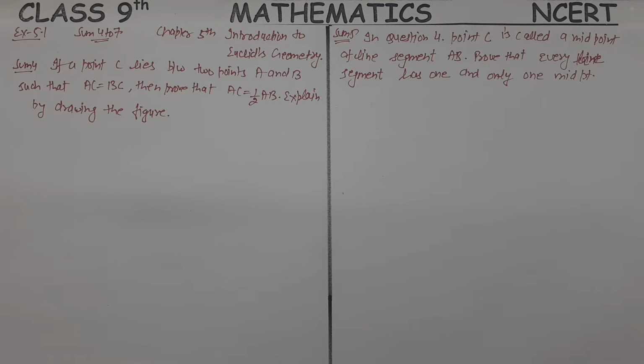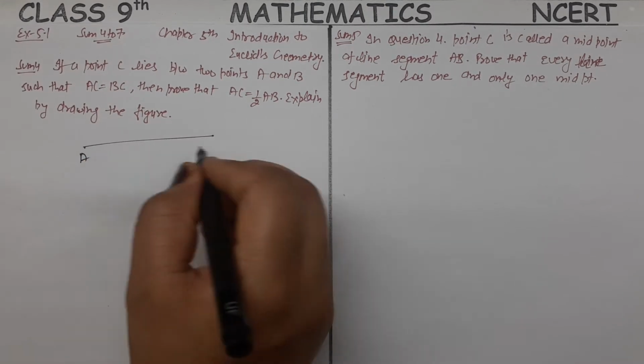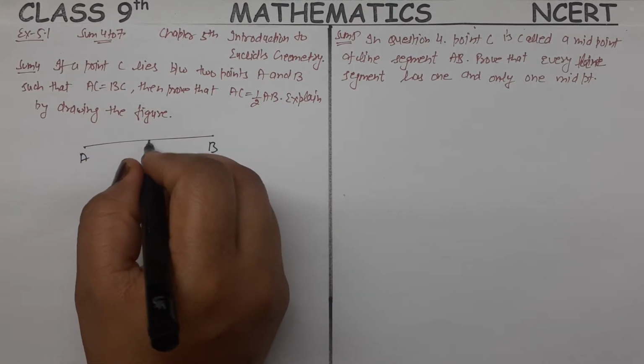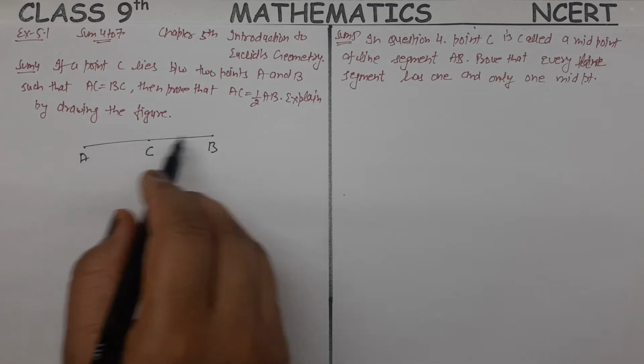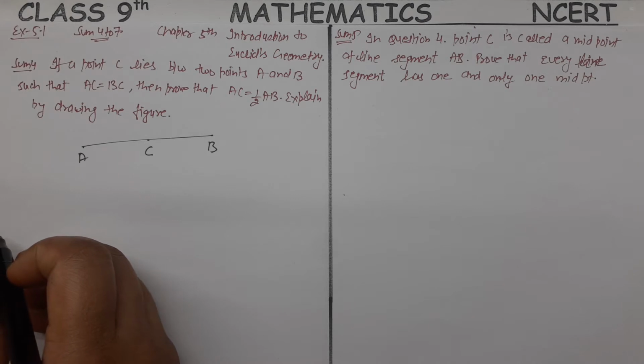Exercise 5.1, sum number 4 to 7. Sum number 4. If a point C lies between 2 points A and B, such that AC is equal to BC, we need to prove it. Explain by drawing the figure.